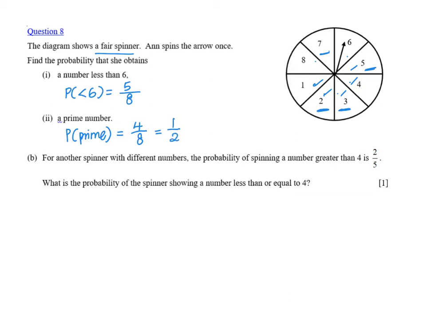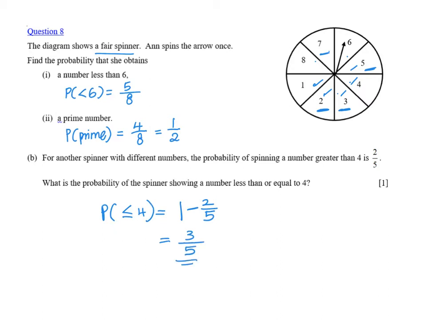For another spinner with different numbers, the probability of spinning a number greater than 4 is 2 over 5. What's the probability of spinning a number showing less than or equal to 4? Well, if all the numbers greater than 4 have probability 2 over 5, that means the probability of a number less than or equal to 4 will be taking 1 whole minus 2 out of 5. And that gives me 3/5.